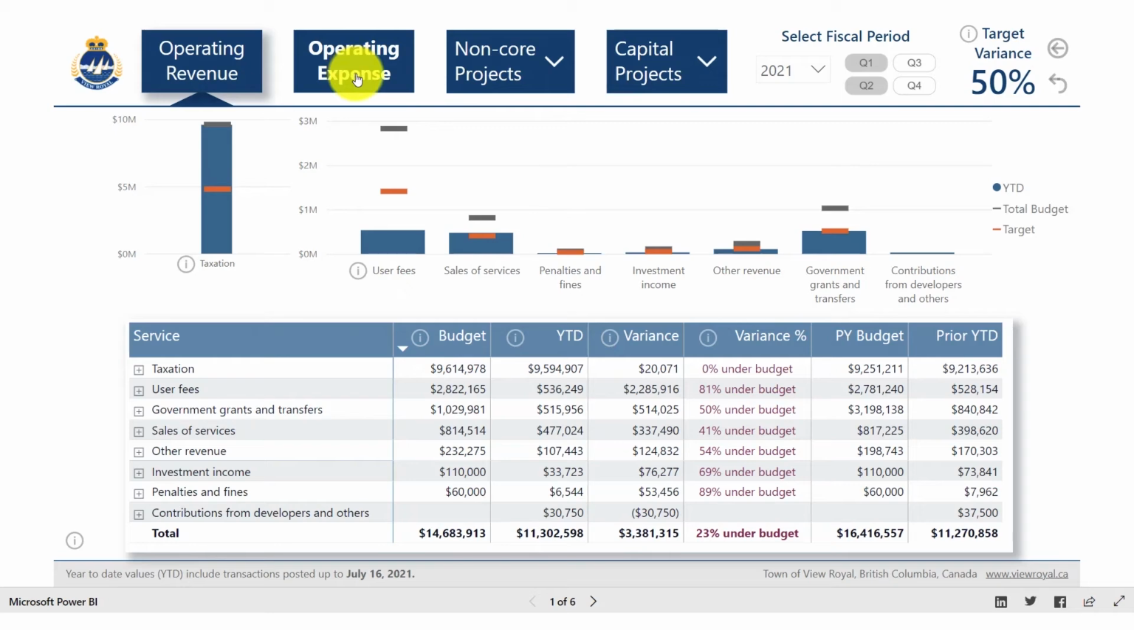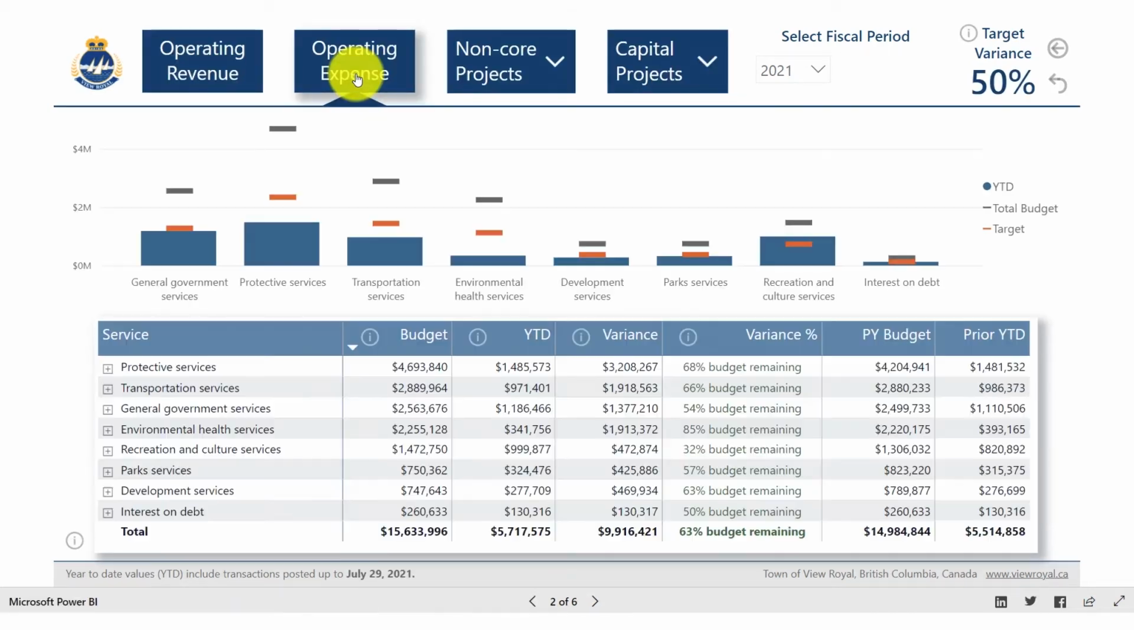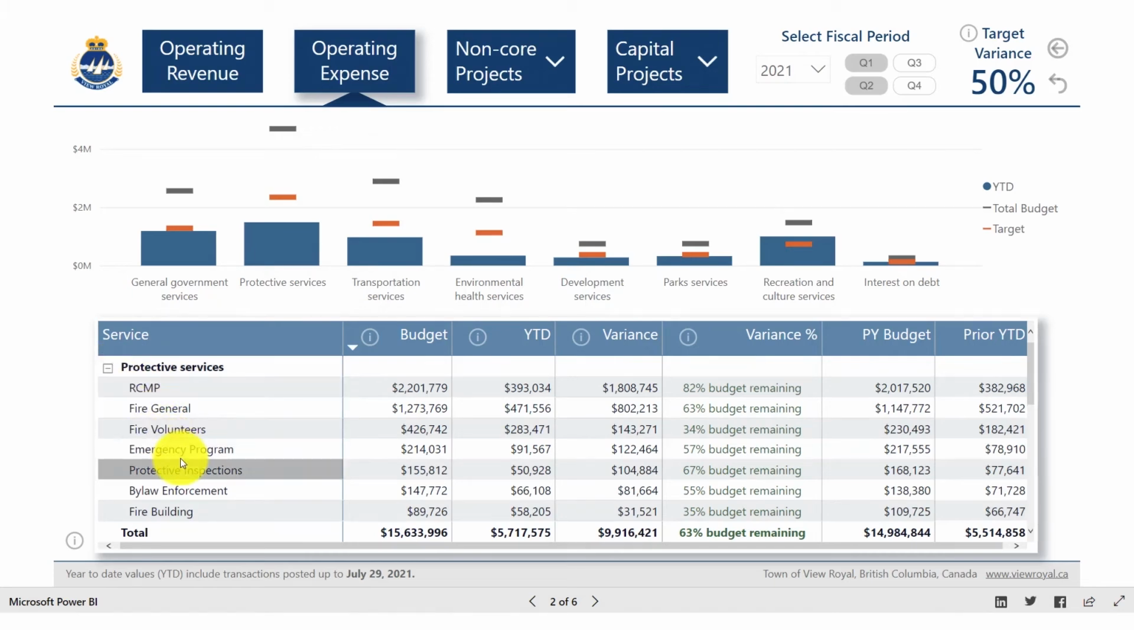When you're done looking at revenue, you can go over to operating expense by clicking on the button at the top, and you can see that the functionality of the dashboard is exactly the same. You've got your chart at the top. Your eyes should be going to the blue bar and how close to the target variance it is or not. You might wonder why. You can see what the total budget is by looking at the gray bar, and you can drill down into the various services to look and see what is happening. Usually the explanation for why we may be under budget will be because there is a lag in getting some invoicing.